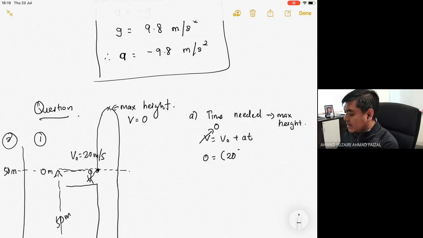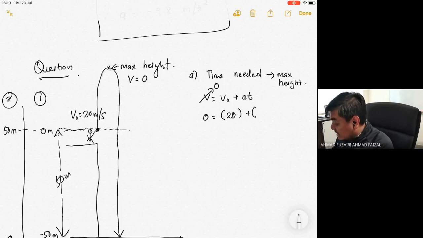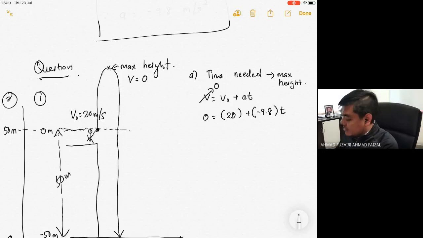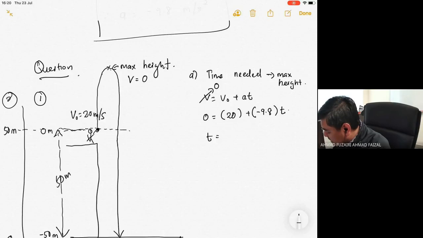Look how I'm going to write these things. a is equivalent to negative g. Therefore, the answer should be negative 9.8 times t. So therefore, t is equivalent to 20 divided by 9.8, and of course you will get 2.04 seconds. So that will give you the answer.